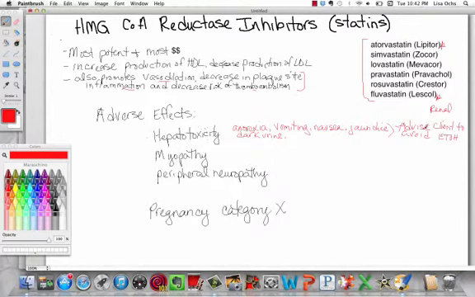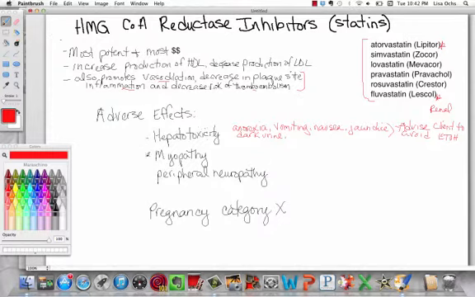And then tell them their liver function tests are going to be monitored periodically while they're taking the medicine. And if they come back abnormal, they may be taken off the medicine because it can be toxic to their liver.